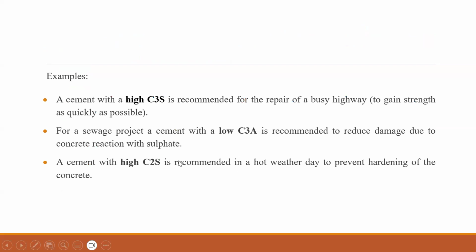Okay, so as I have mentioned, cement with a high C3S is recommended for the repair of a busy highway to gain strength as quickly as possible. If you have to repair a busy highway, you can't close it for a long time, so you have to get it repaired quickly. In that kind of situation, you have to use a cement with higher C3S. For a sewage project, cement with a low C3A is recommended to reduce the damage due to the concrete reaction with the sulfate. A cement with high C2S is recommended on a hot weather day to prevent the concrete from hardening quickly. So these are some of the examples.